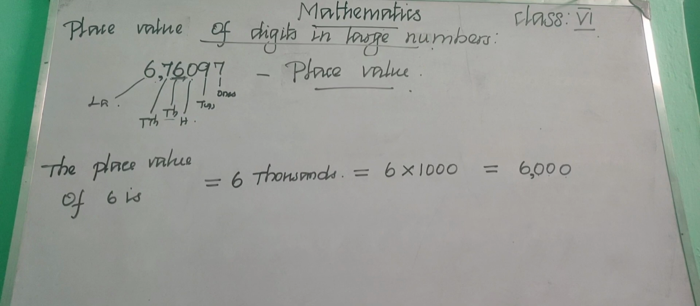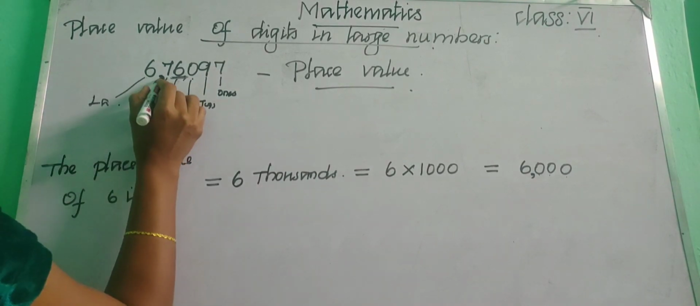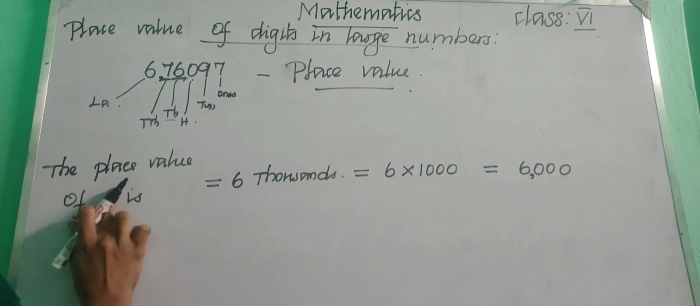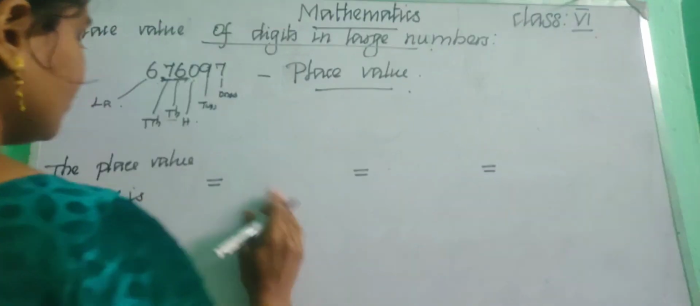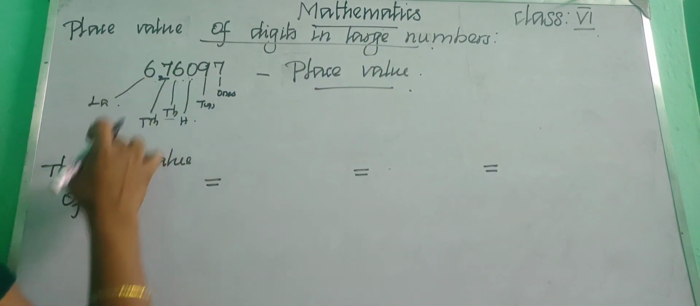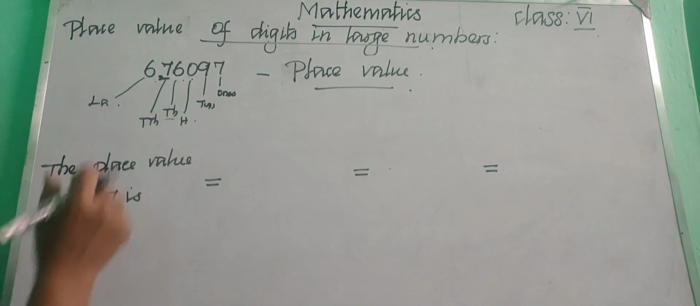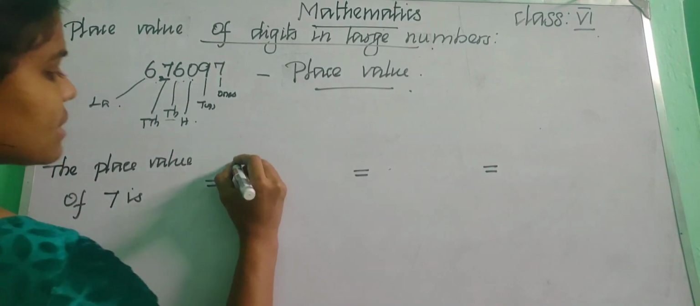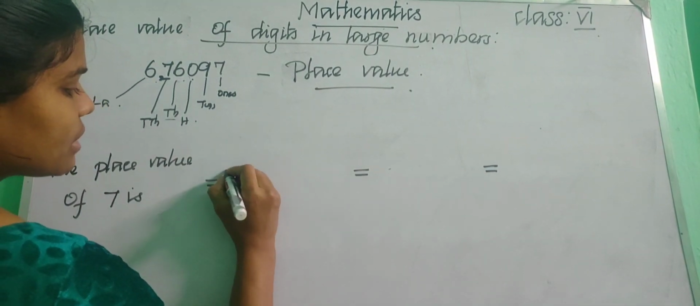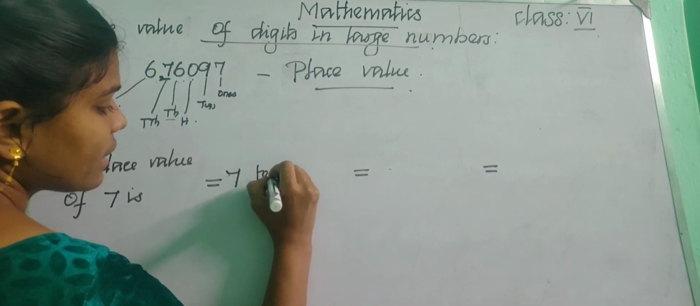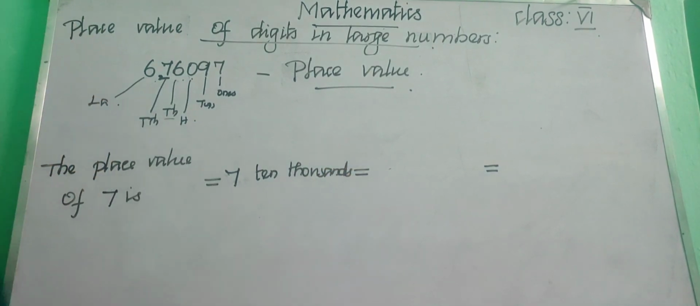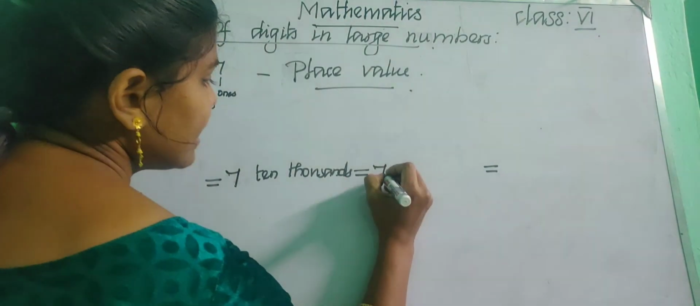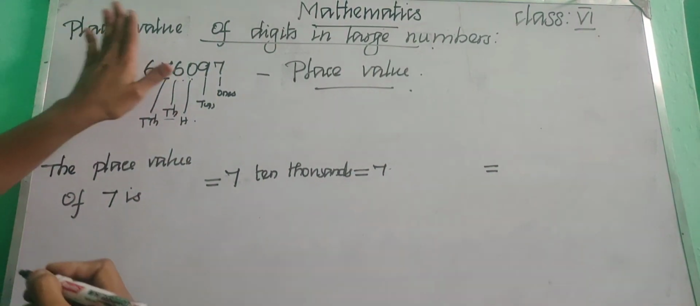Very easy, right? So again, if we need to find the place value of this 7, how will you find? We need to find the place value of this 7. Children, first of all, what we need to do? 7 ten-thousands. Put the numeral 7 and then ten-thousands. So what we need to do? Put the 7 here and just hide the number 7 with your hand.